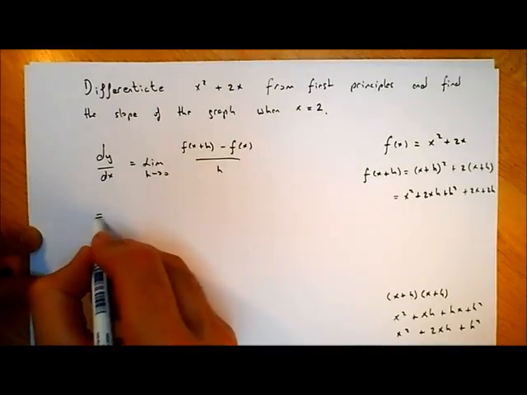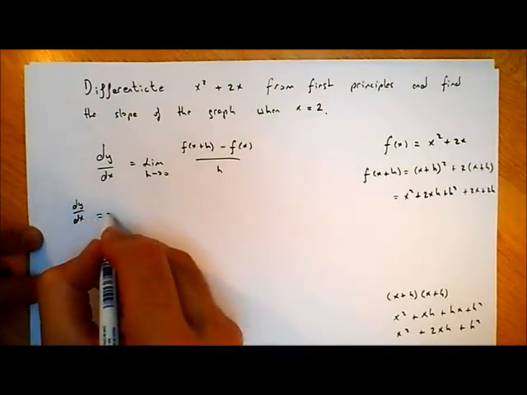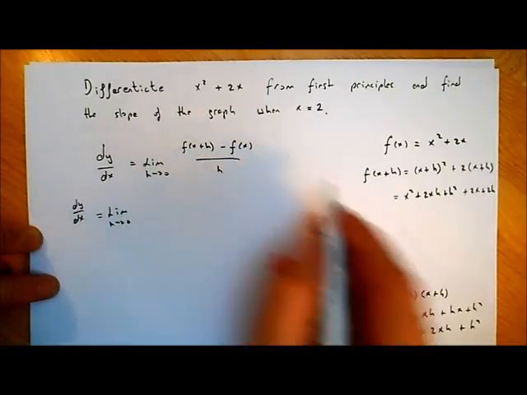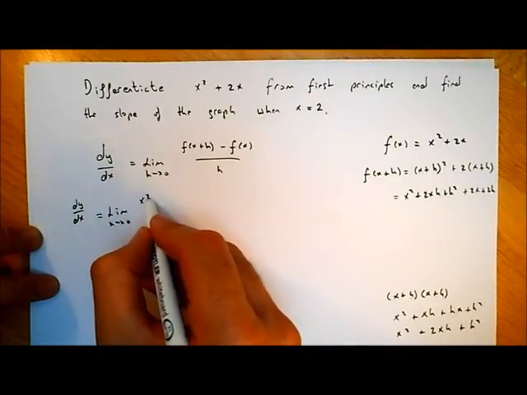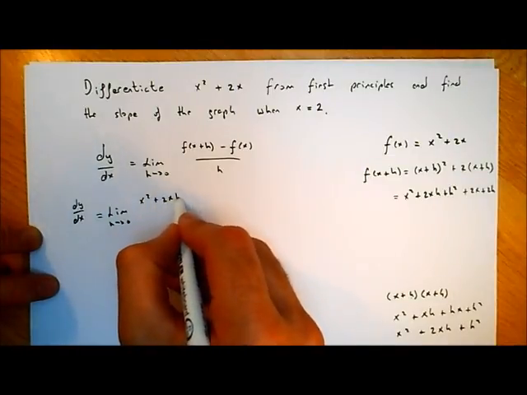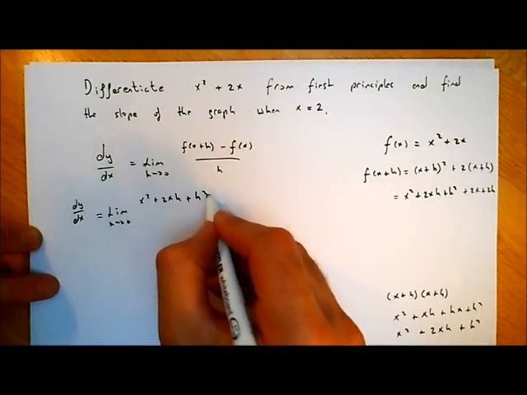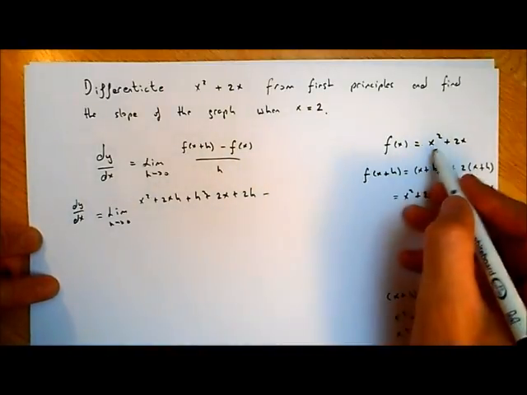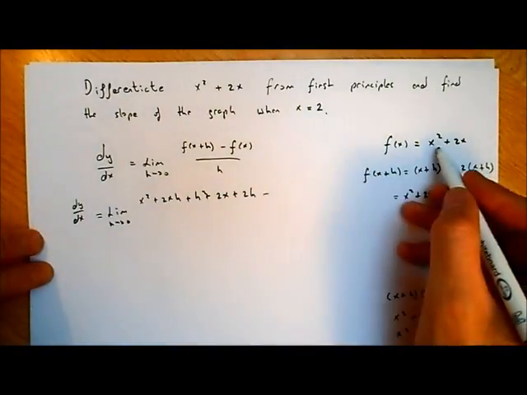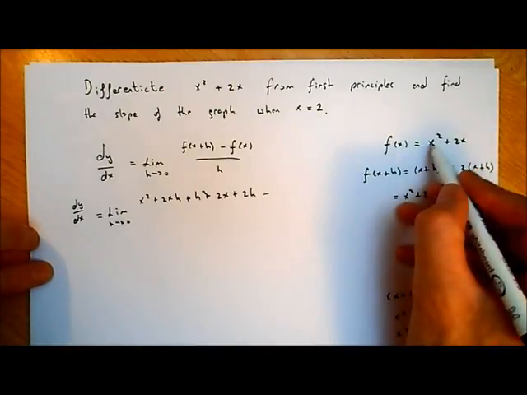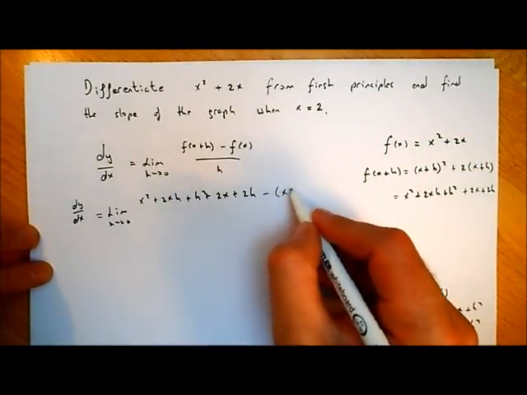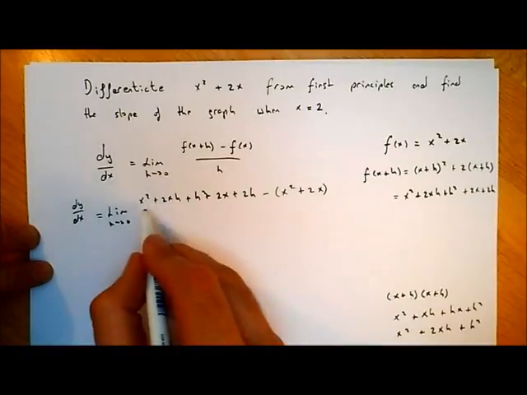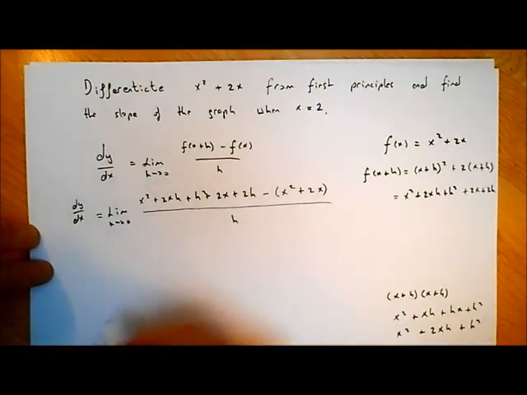So let's fill that in. dy over dx, which is the slope, is equal to the limit as h approaches 0 of f of x plus h, so that's x squared plus 2xh plus h squared plus 2x plus 2h, minus f of x, which is this. Now be careful here. It's minus all of f of x. f of x has two parts in it, so we want to subtract both parts. So I'm going to put that in brackets: x squared plus 2x, because now I'll go minus x squared and minus 2x. Be very careful of that, because if you make a mistake, it could be there.